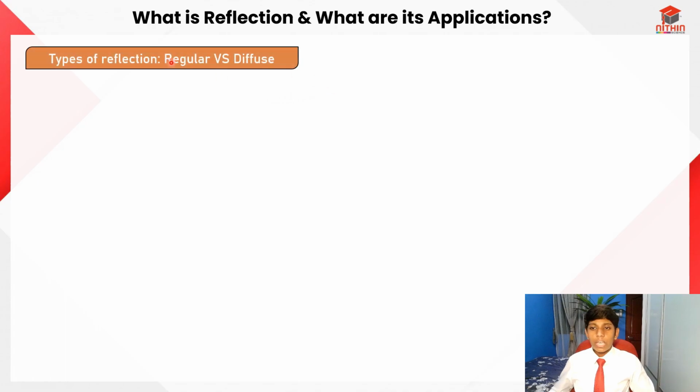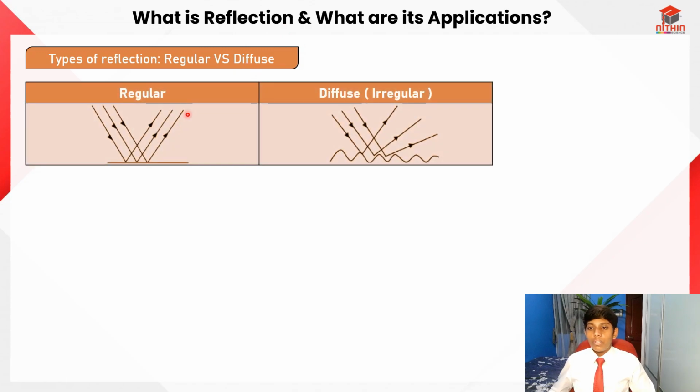Next, let's take a look at the types of reflection. So there's regular reflection and there's diffuse reflection. Let's take a look. So regular is actually like they are parallel to each other. So this is parallel, and these are parallel.